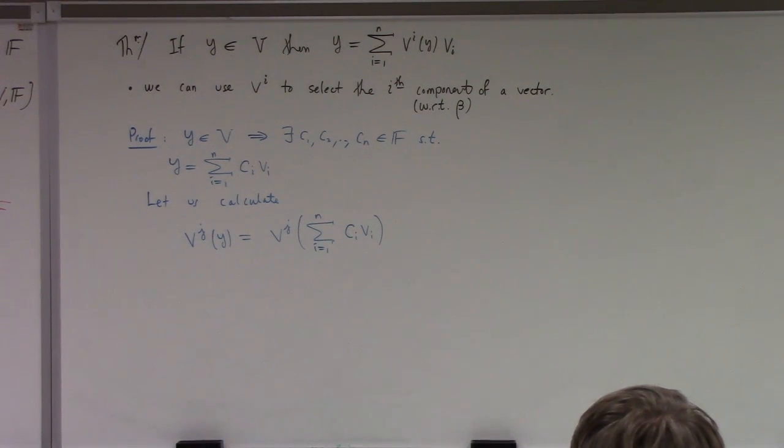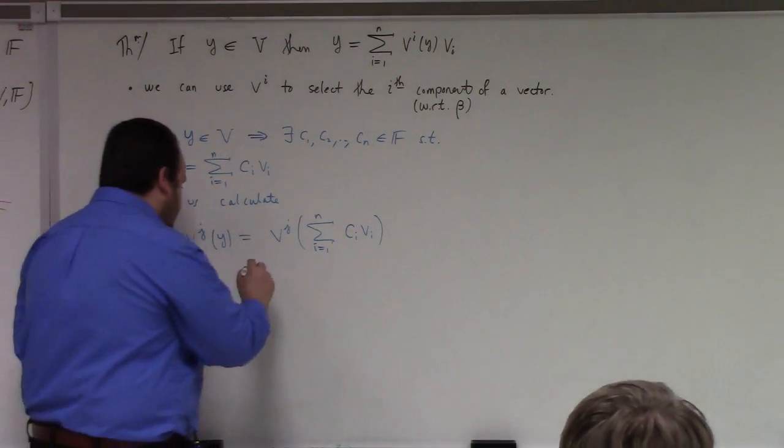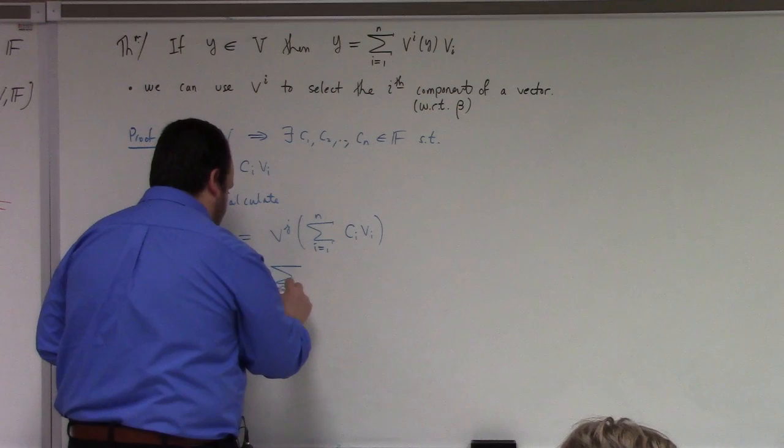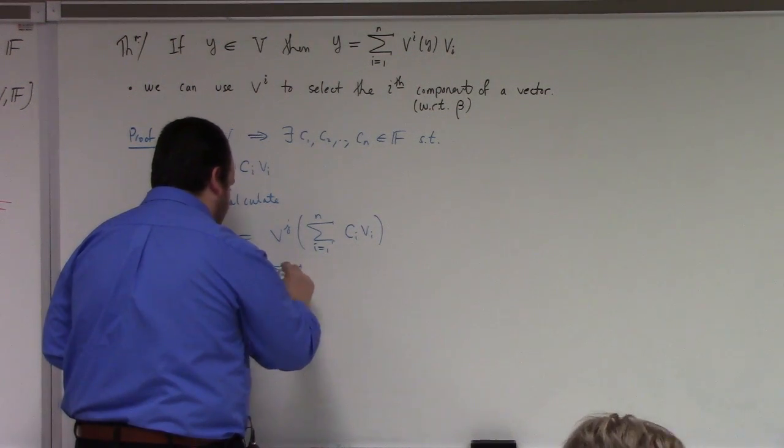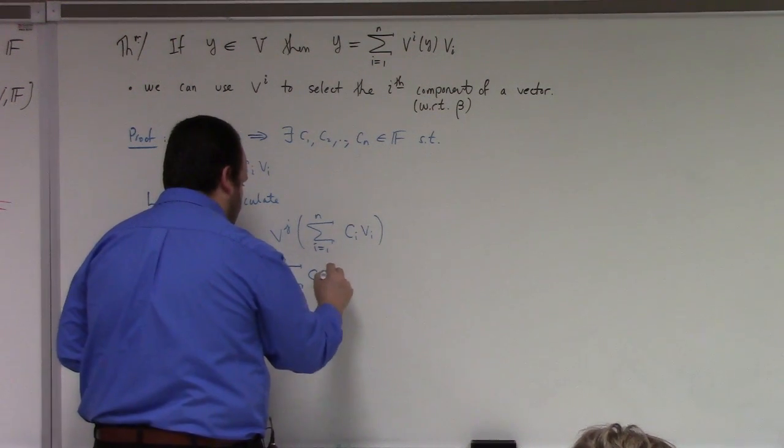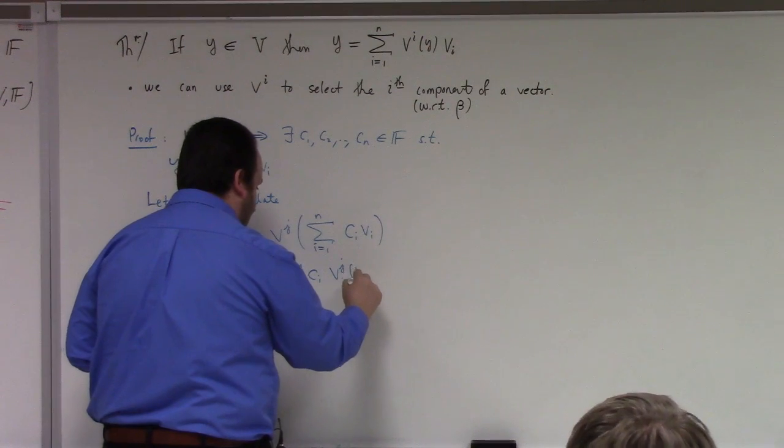Now, I defined the dual basis by its action on the original basis, extending linearly. You had a homework problem earlier in the course where you proved that's a well-defined thing, to extend linearly like that. It gives us a unique linear transformation. So anyway, using that linear extension here again, we pull out the sum, we pull out the constant, and then we've got Vj acting on Vi.